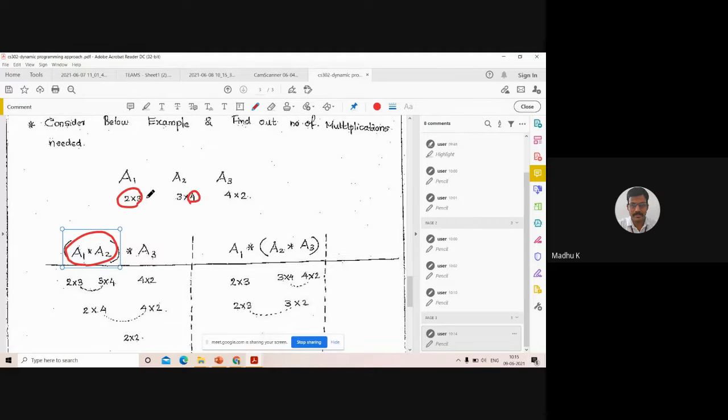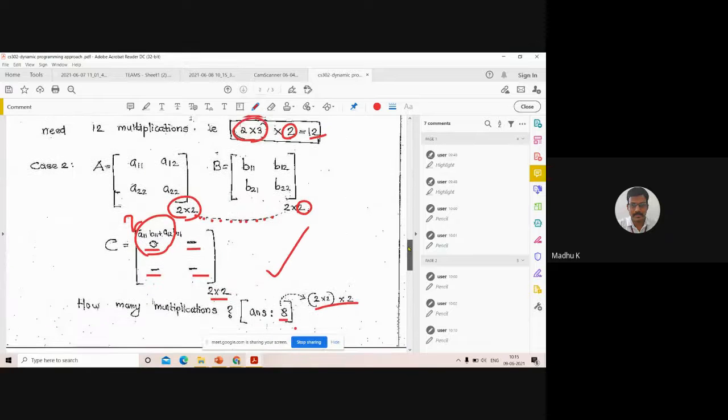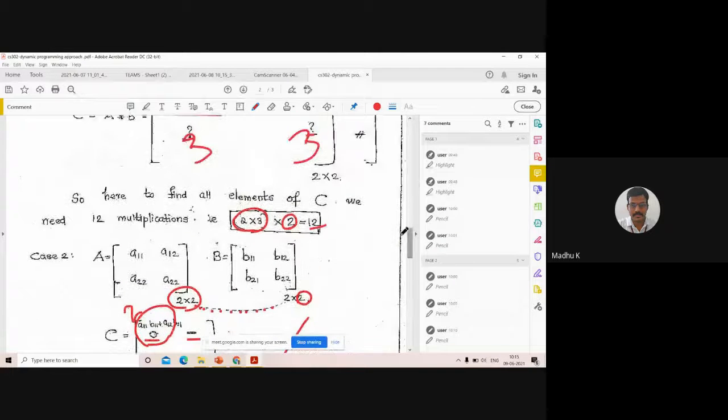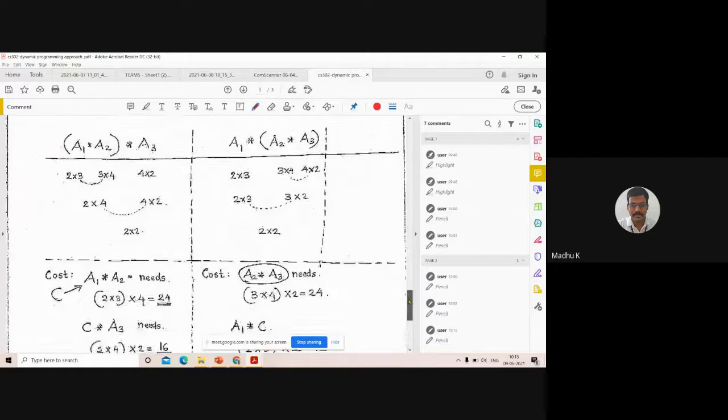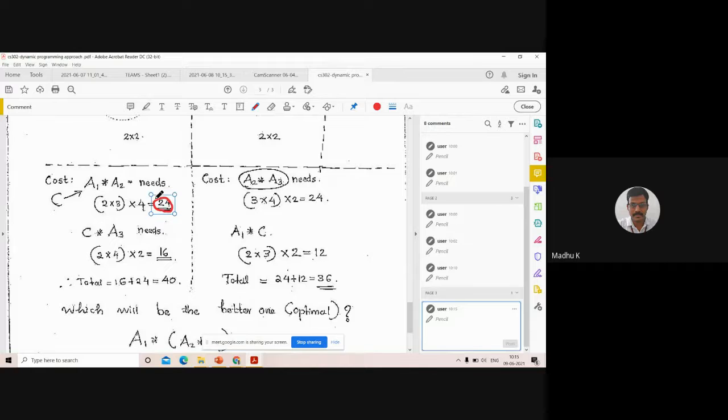This number of basic multiplications will be needed, that we discussed in this section. I hope you can get the idea of this concept. By using this concept, we can find out the basic number of multiplications needed, which is 24. For performing a1 star a2, 24 operations are needed.